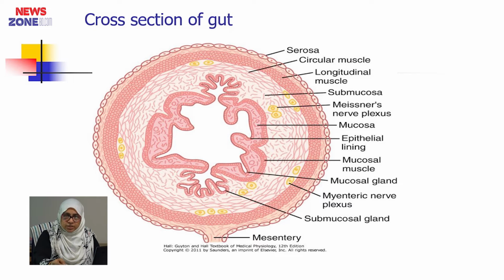GIT contains a special nervous system, that is the enteric nervous system. It consists of two components, that is Meissner's plexus and Auerbach's plexus. Myenteric plexus lies between the outer longitudinal and inner circular layer, and Meissner's plexus lies just below the submucous layer, that is also called submucous plexus. Myenteric plexus actually controls the movements of the GIT, and the submucosal plexus controls the GIT secretions.